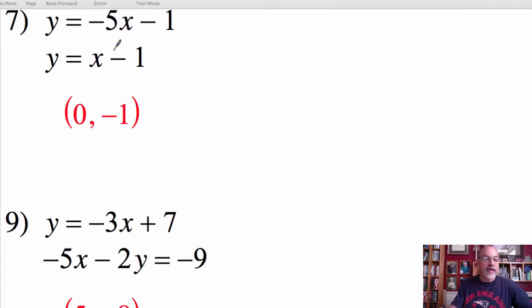Looking at number 7, again we have y is solved for or by itself on both equations, so I can substitute either value or either expression in for the letter y. Again, I'm going to choose the second equation, and this x minus 1 is of equal value to a y, so I'm going to substitute in this whole expression for that y value. So that's going to give me x minus 1, substituting that expression in for the letter y, equals negative 5x minus 1. Now I'm going to solve this equation that now has just the letter x in it for the value of x.